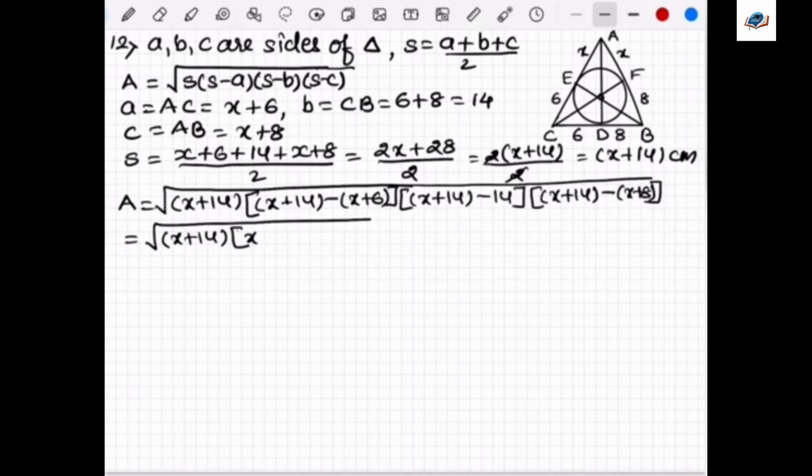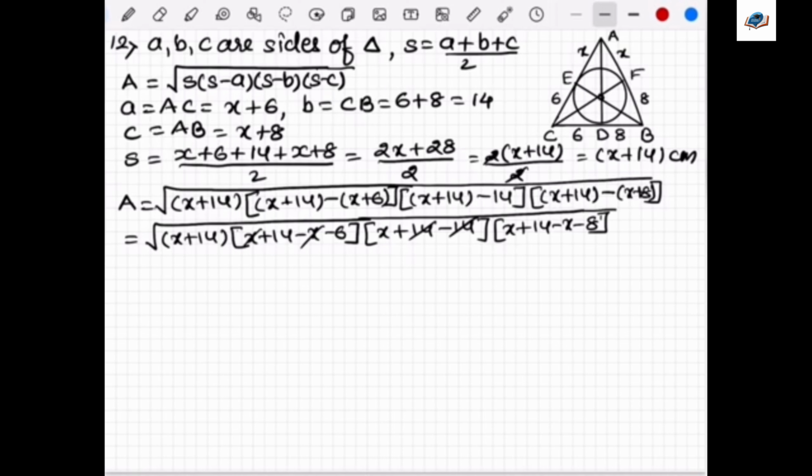So this will come to x plus 14 in one bracket. I will have 14 minus 6, so that will be 8 into 6 into x. So this will be the remaining part. So I can say 48x into x plus 14 will be the pending thing.